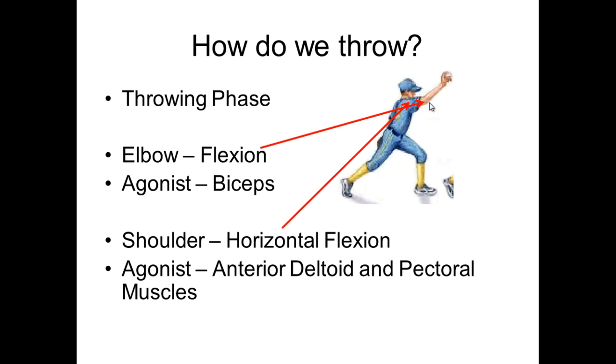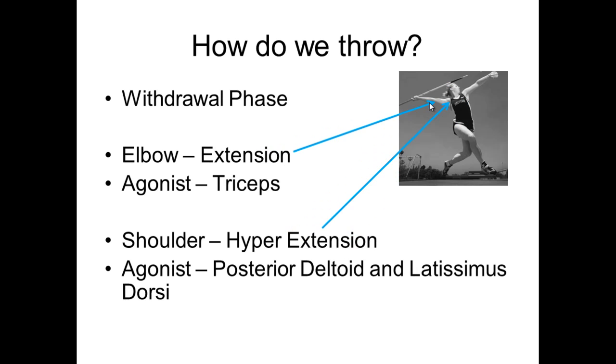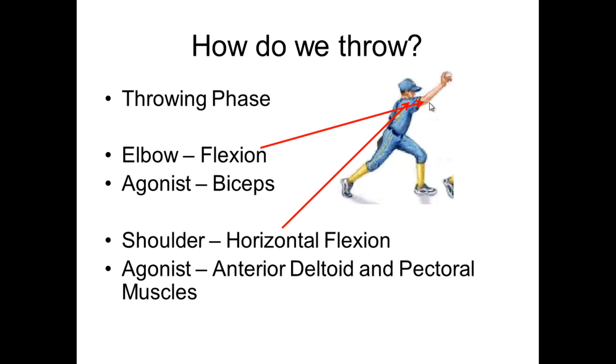The shoulder is undergoing horizontal flexion, so rather than extension, it's undergoing horizontal flexion, and the main agonist there will be the anterior deltoid, and the major one there is the pectoral muscle, so around the front. Essentially the shorter name for it is your pecs. So you go from a withdrawal phase, where the shoulder is hyperextended, to a flexion stage, and that's caused by the pecs.